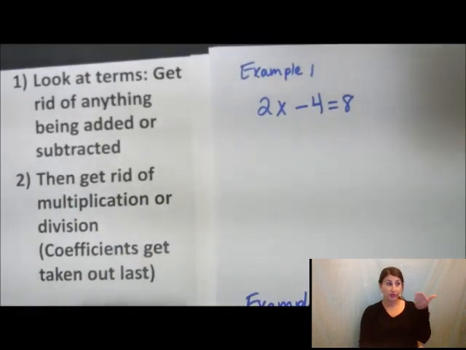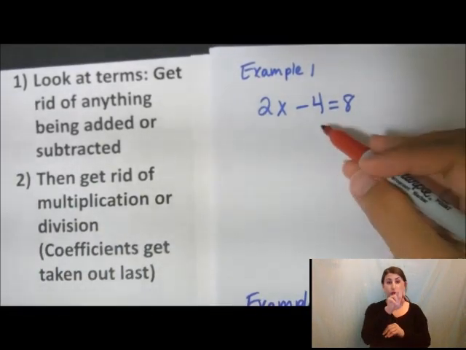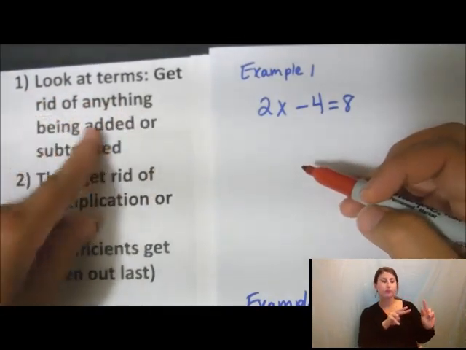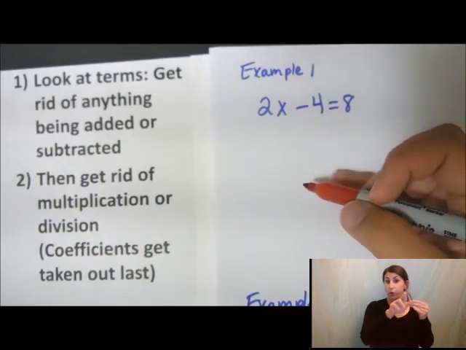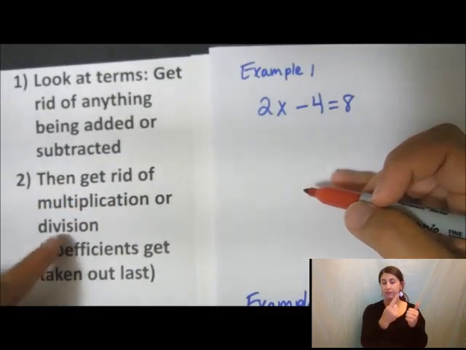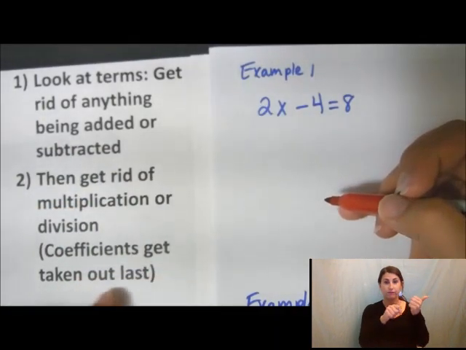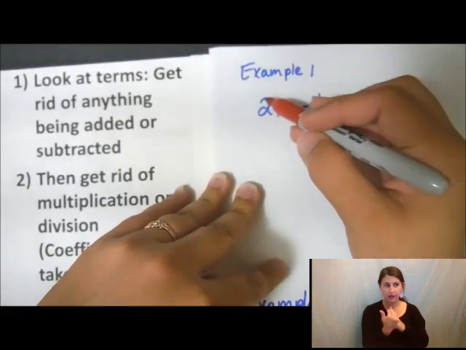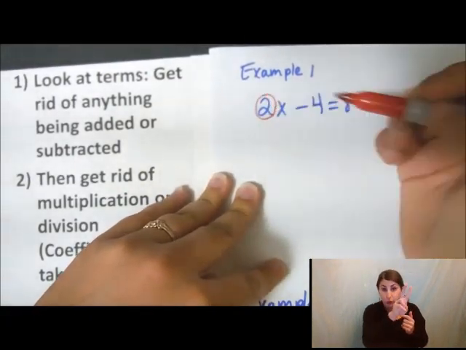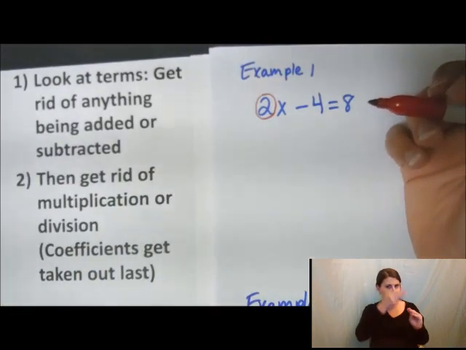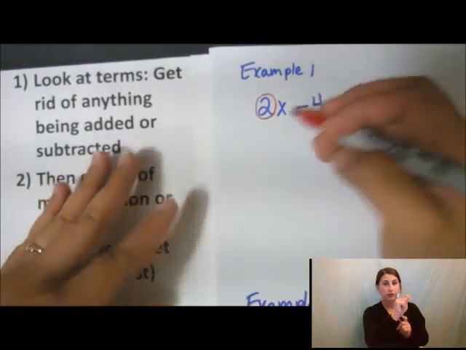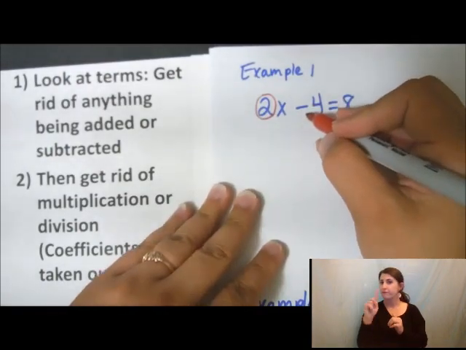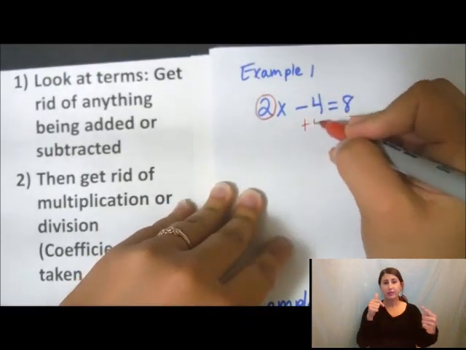Here's an example. I have 2x minus 4 equals 8. First, I need to look at the terms and get rid of anything being added or subtracted. Then get rid of multiplication or division. Coefficients get taken out last. So just to remind myself, I might circle this so that I remember that's the coefficient. I want to do that one last, so get rid of the other term. That's the one that's being added or subtracted. The inverse of negative 4 is plus 4.